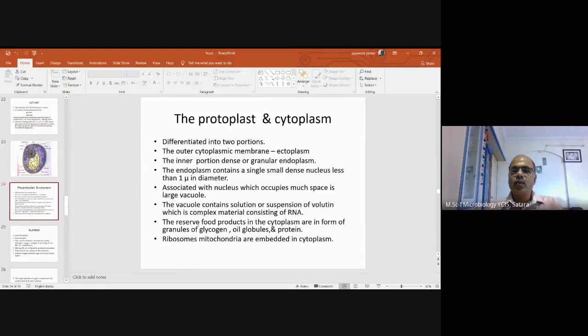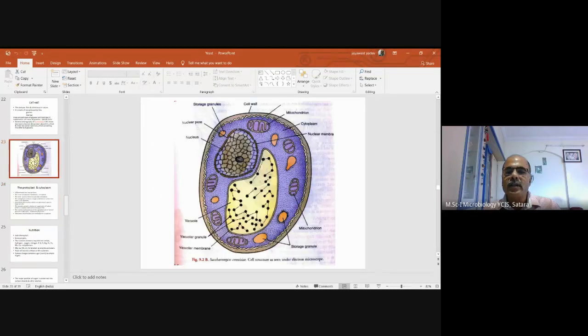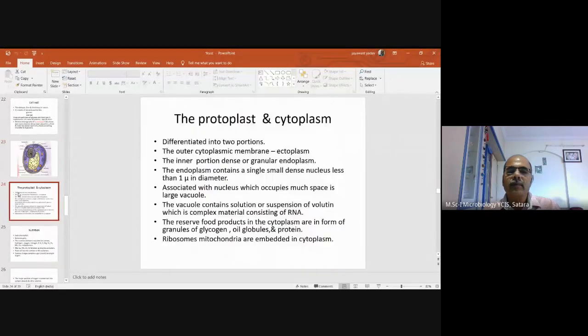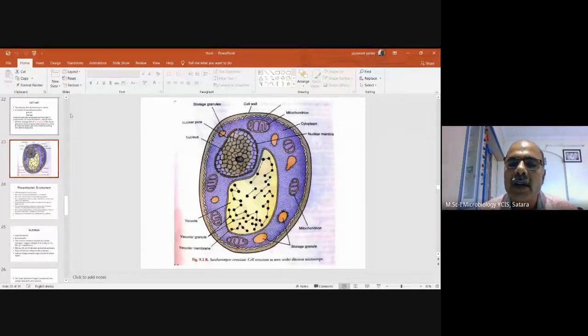The vacuole contains a solution or suspension of polyphosphates, a complex material consisting of RNA. The reserve food products in the cytoplasm are in the form of granules of glycogen, oil globules, and protein. Ribosomes and mitochondria are embedded in the cytoplasm.